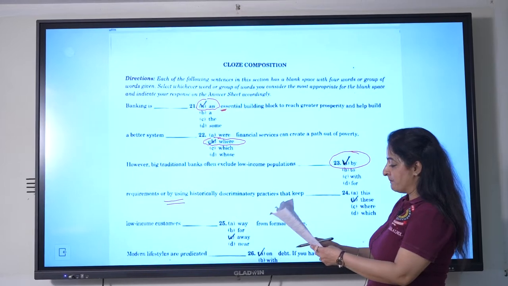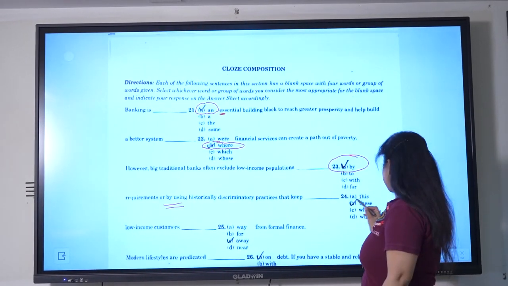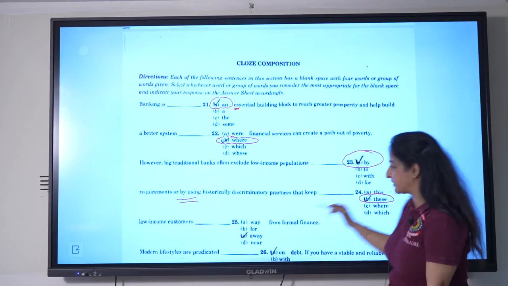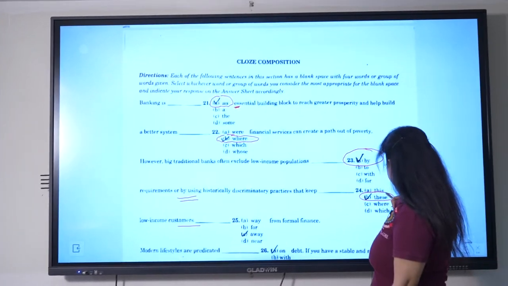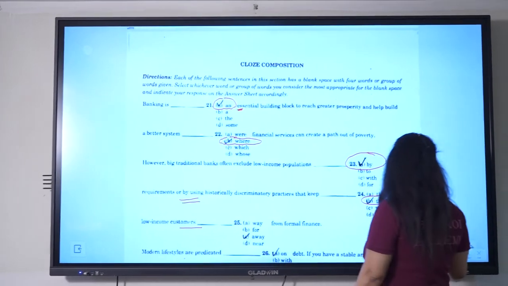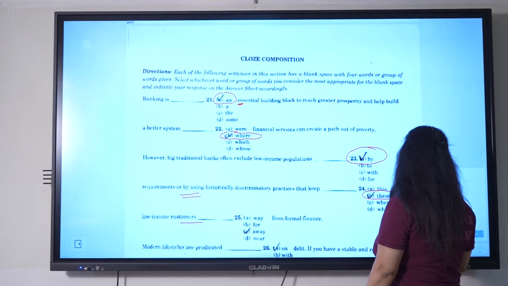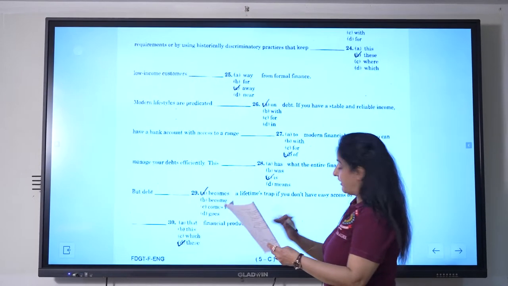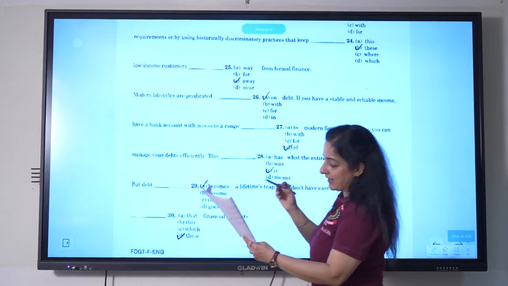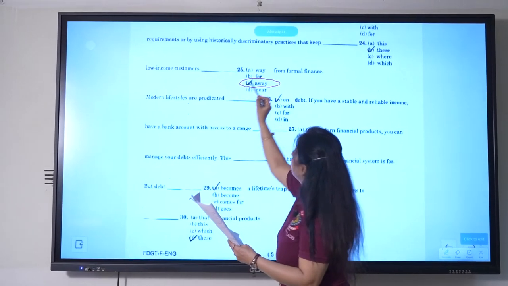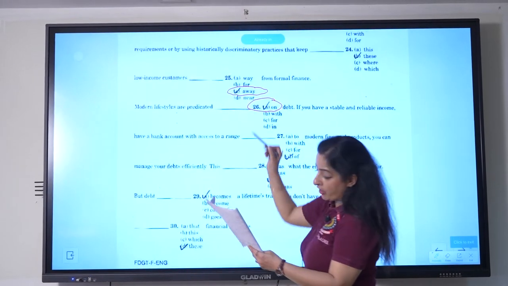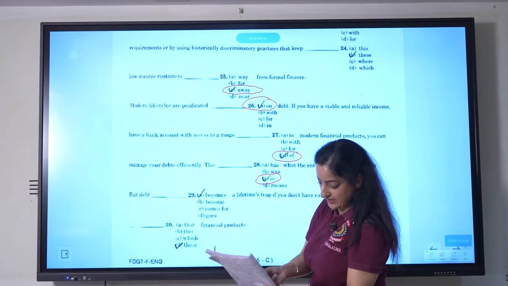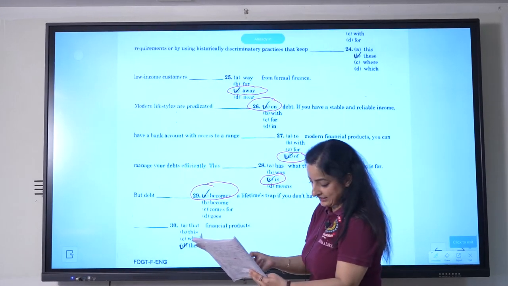Okay, then question 24, that keep these low income customers. Easy to rule out the options. Why not this? Because they are customers, plural, so which is why alpha is not the answer, Bravo is the answer. Okay, question 25. Let me mark the answers first, it will be easier. 25 Charlie away, 26 alpha on, 27 delta off, 28 Charlie is, and 29 alpha becomes, and 30 delta these.